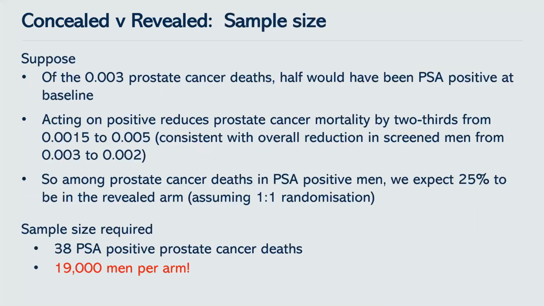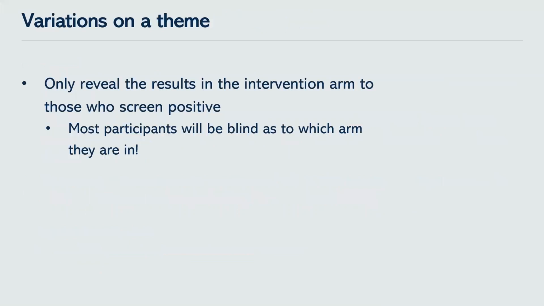And the sample size of doing this analysis, again, is a dramatic reduction. So here's the example: about 3 per 1,000 men would die from prostate cancer. If we assume half of them would have been picked up by the PSA test, acting on that PSA test reduces mortality by 2/3. So if that's what's going on, you'd essentially need to get 38 PSA positive prostate cancer deaths in your study, which would mean 19,000 men per arm, which is much smaller, as I'll show you later.